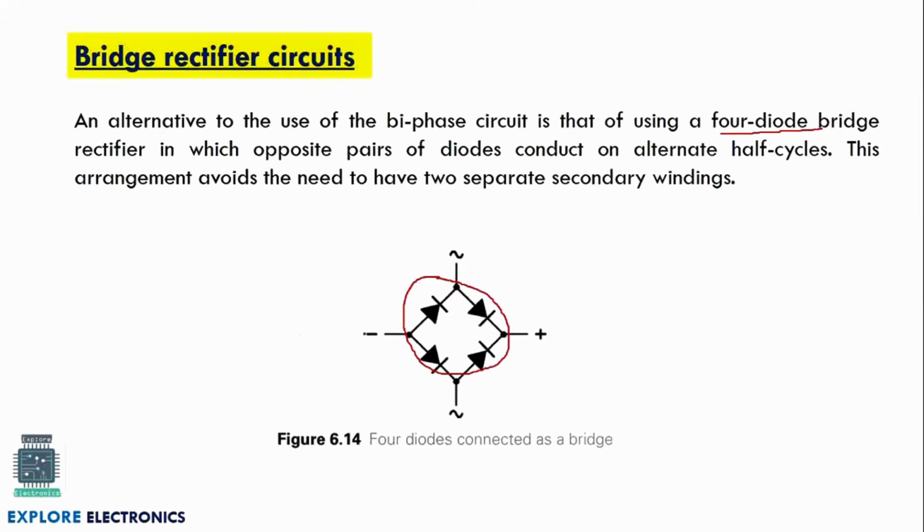Means this diode and this diode will conduct once, and in the negative half cycle, or the second half cycle, this diode and this diode will be conducting. The arrangement will be like that. Now let us see how actually this bridge circuit will work.